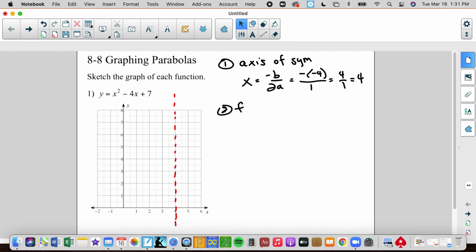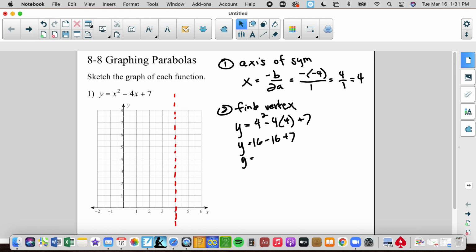Step 2 is find the vertex. And the vertex is found by plugging in your axis of symmetry value into the equation. y equals 4 squared minus 4 times 4 plus 7. And 4 squared is 16. Negative 4 times 4 is negative 16, plus 7. So we get 7. So my coordinate is going to be 4, 7. That's going to be my point. So 4, 7 is going to be here.